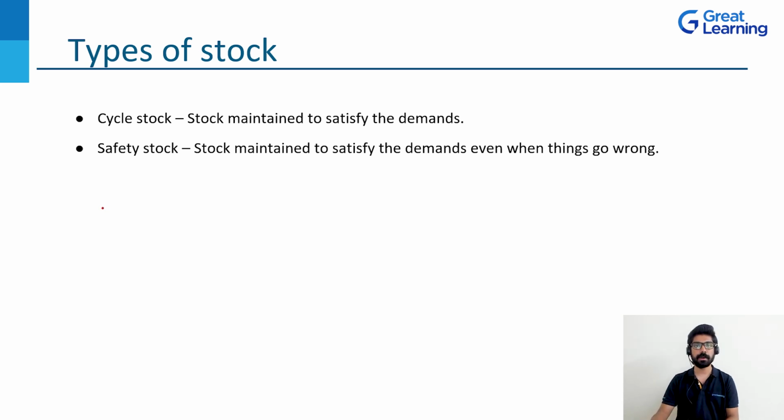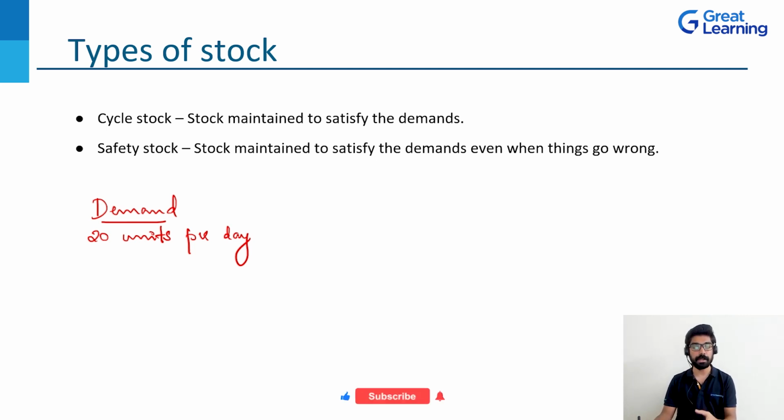Let's talk about the demand which you are having. Demand. Let's say for a particular item, you are having a demand of 20 units per day. So in order to satisfy this need of 20 units per day, you need to store at least 200 units for 10 days. So if the stocks are arriving at your warehouse every 10 days, you should be having 200 stocks, right? So let's assume that you are getting these stocks in every 10 days.